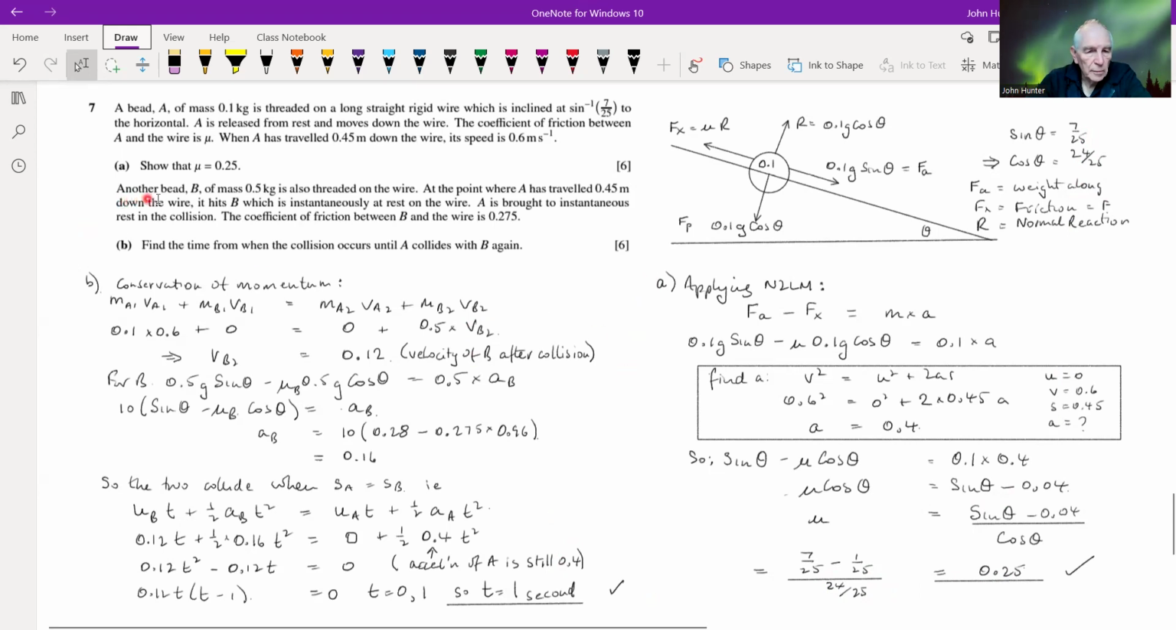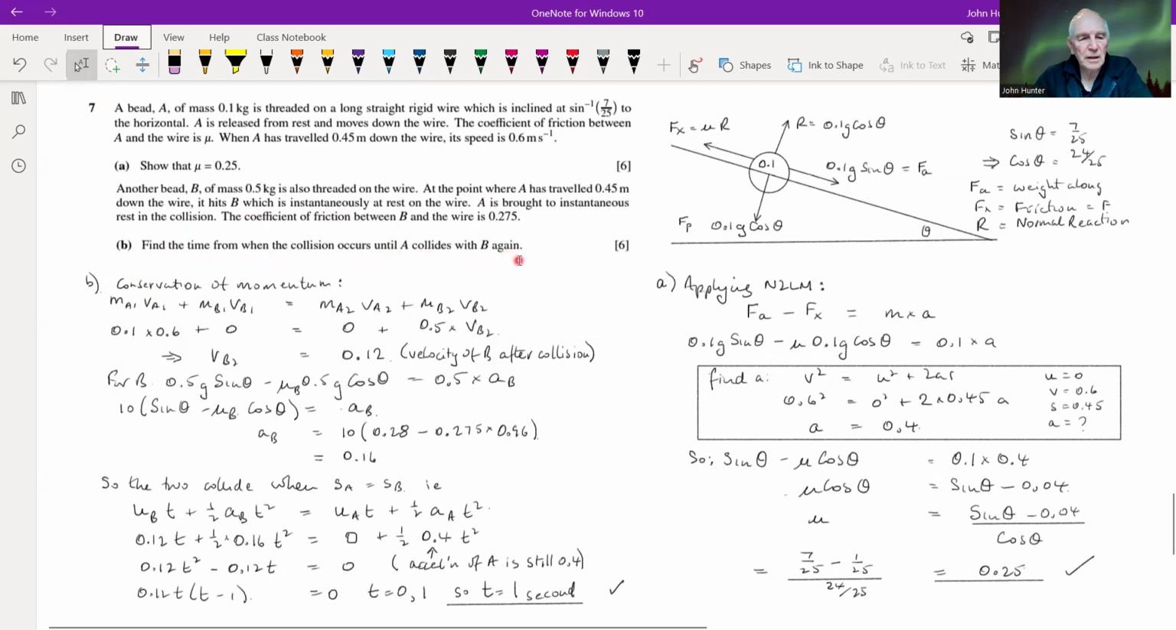Right, now another bead of mass 0.5 is also threaded on the wire. At the point where A has traveled 0.45 down the wire, it hits B, which is instantaneously at rest on the wire. Means at the point it hits it, it was at rest. A is brought to instantaneous rest in the collision. The coefficient of friction between B and the wire is 0.275. Find the time from when the collision occurs until A collides with B again.